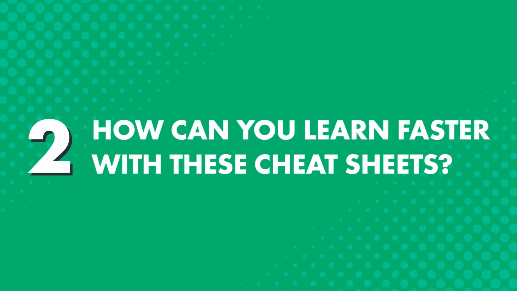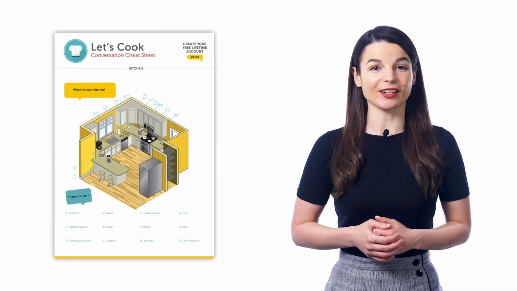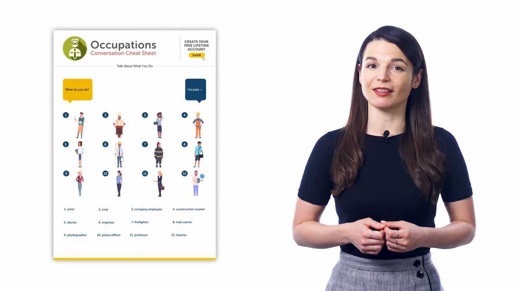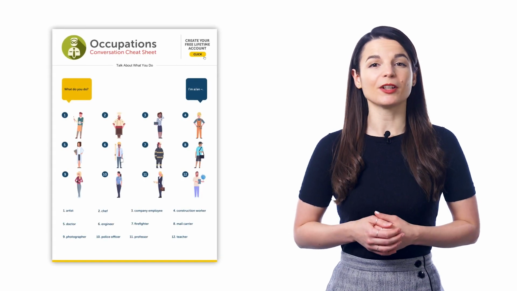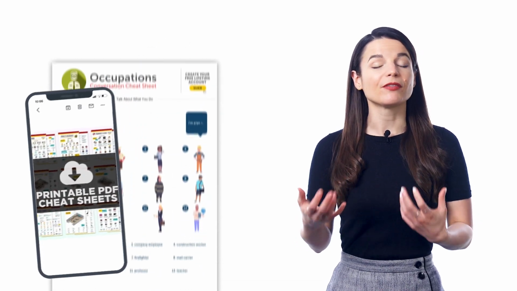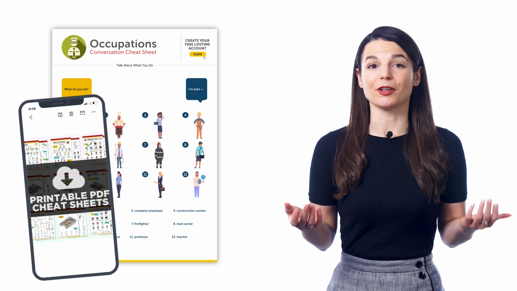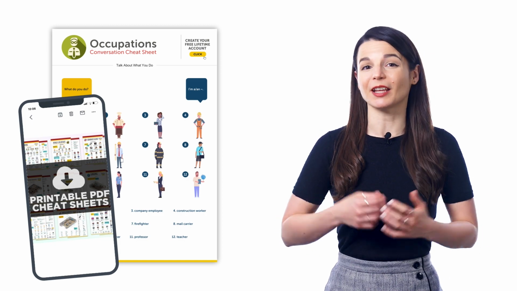Now, how can you learn faster with these cheat sheets? Just download a cheat sheet, print it, keep it nearby, and glance through as much as possible. Eventually, you'll know all of the words and phrases in and out, simply because you've seen the words enough times. It's all about exposure to the language. The more you're exposed to the language, the better you'll remember it. And you can always save the PDFs to your device, but having physical cheat sheets makes it easy to pick one up and glance through. Otherwise, they'll sit somewhere on your phone or computer, along with the many other language learning apps you haven't been using.